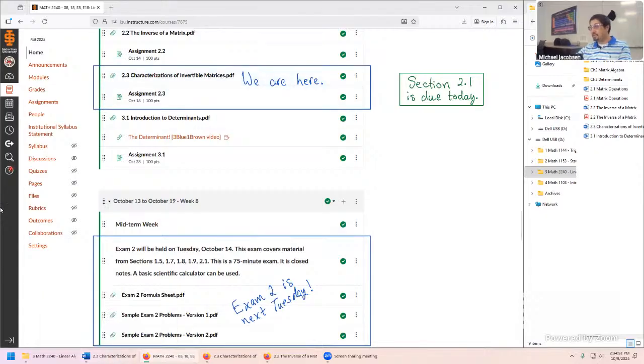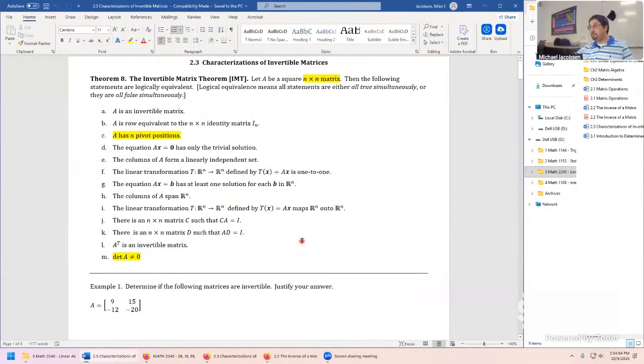So here's what it looks like. We've peeked at it before. It's a gigantic looking theorem with parts A through N that grows as we get into chapter 3, into chapter 4, and even more in chapter 5. But there's a definite logic to it.